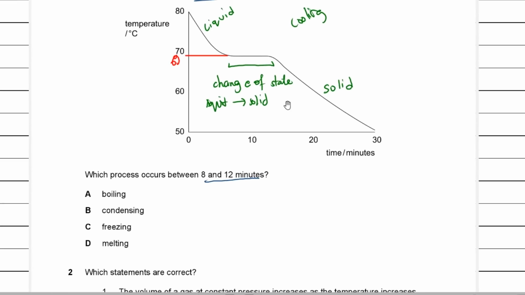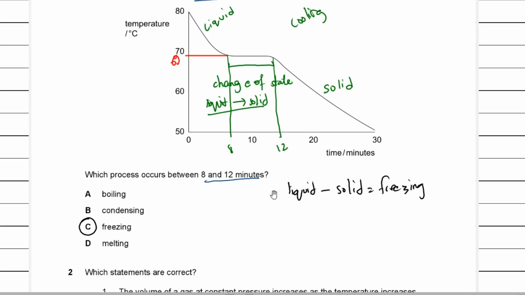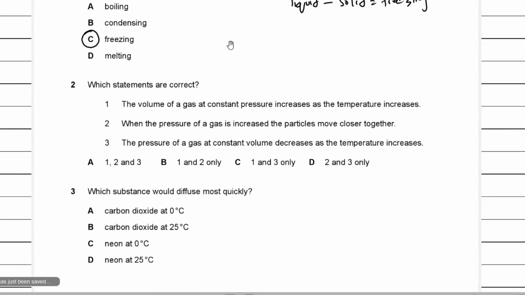Alright, so now the question asks what process occurs between 8 to 12 minutes. So again, if you draw a line, this is 8 and this is 12, and we have to state what's happening over here. So it's from liquid to solid. So we know liquid to solid is freezing. So the answer is C. Okay, moving on to the next question.